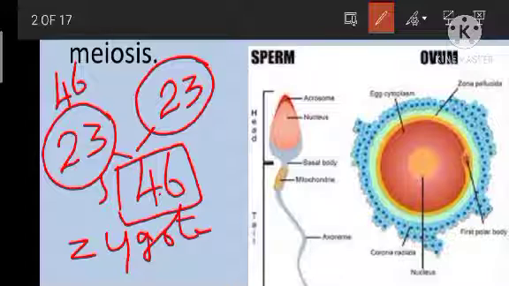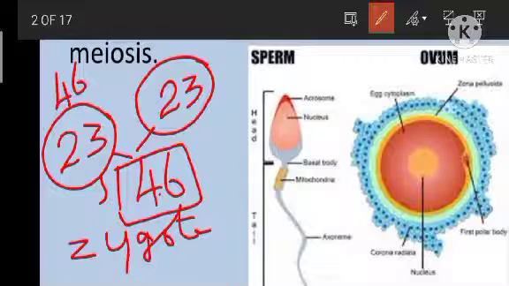So the zygote with 46 chromosomes can undergo mitosis and develop into a new individual. That's why, in order to restore the diploid number of chromosomes in the zygote, meiosis has to take place when the gametes are formed. That's why during gamete formation, meiosis occurs in diploid organisms.